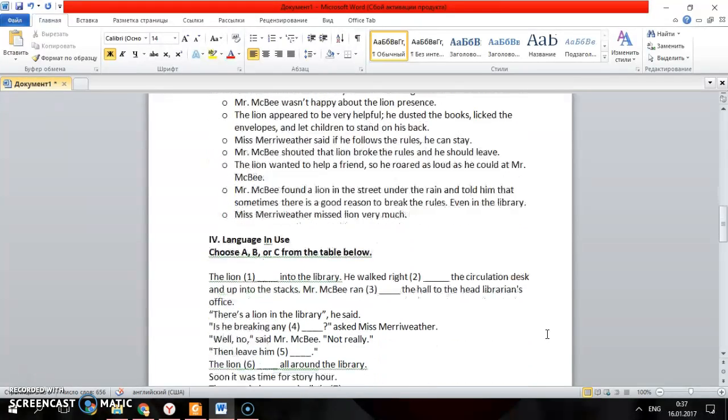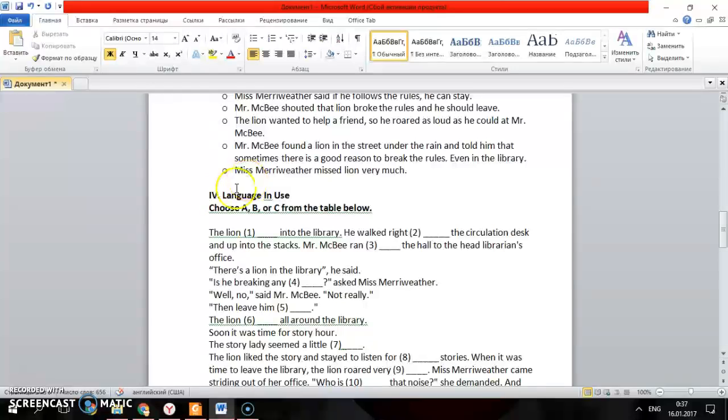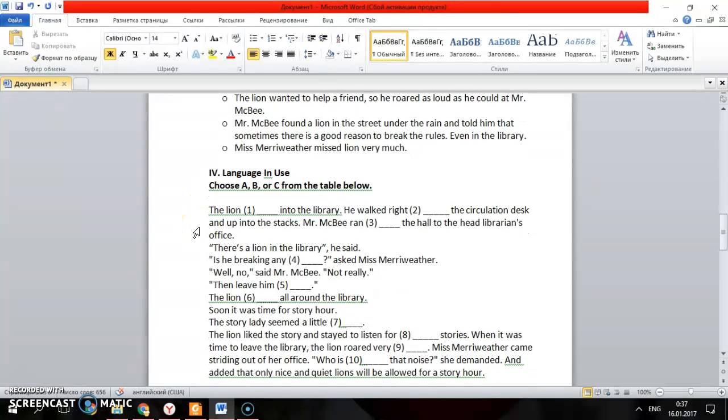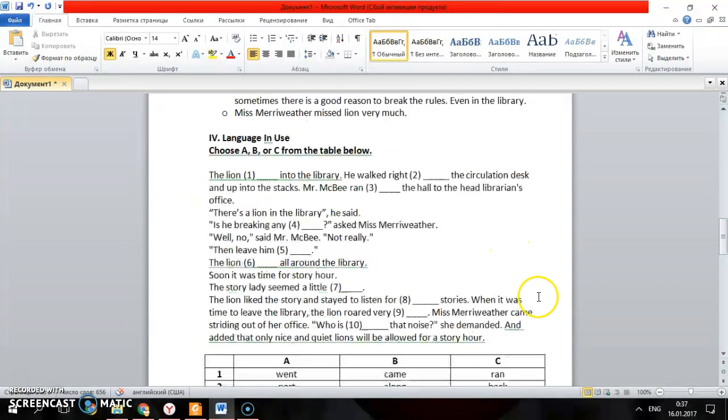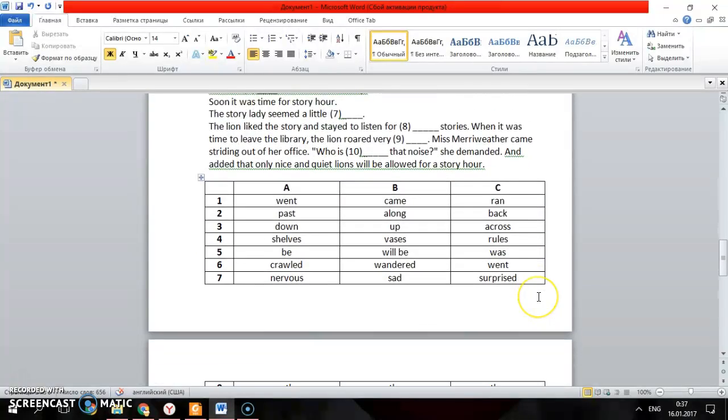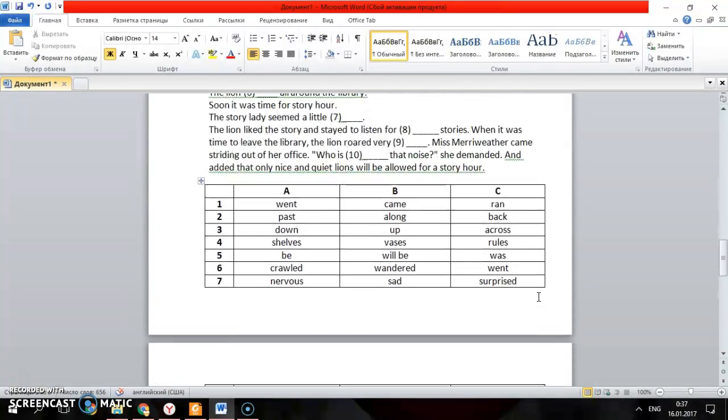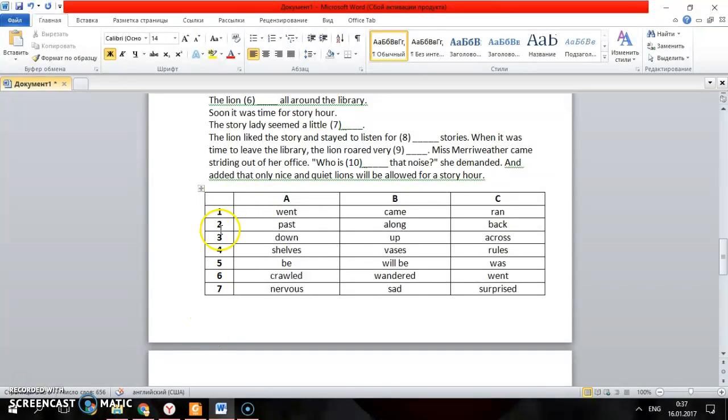After that, we have another activity, language in use. Here we can see an excerpt from the video, and students are asked to choose from A, B, C from the table below. Here we can see the table. We can see the 10 questions and variants A, B, and C.